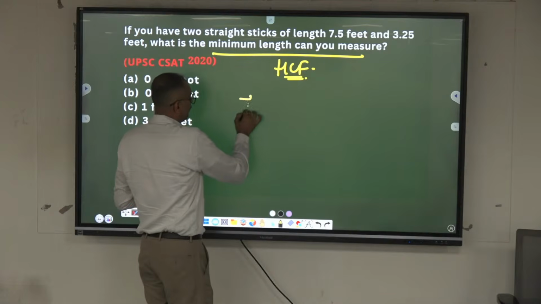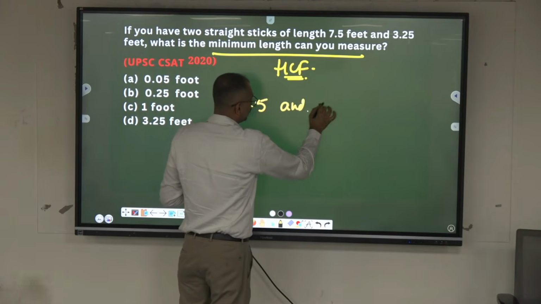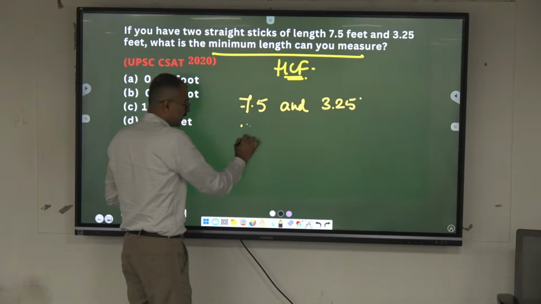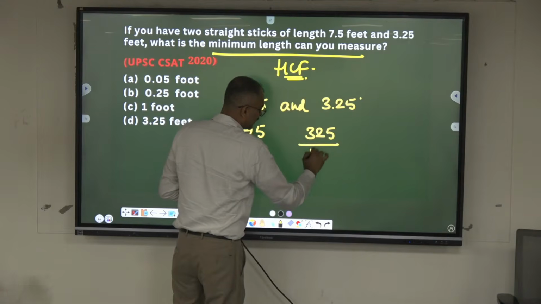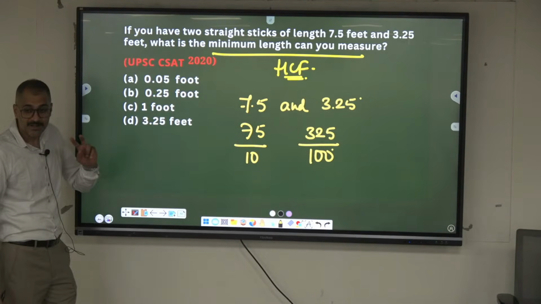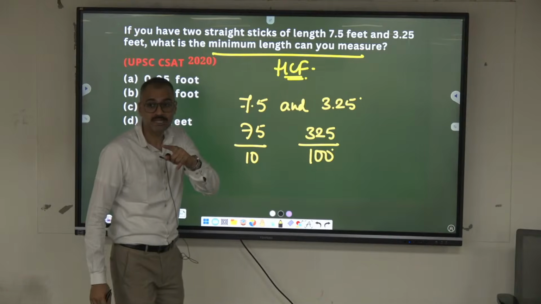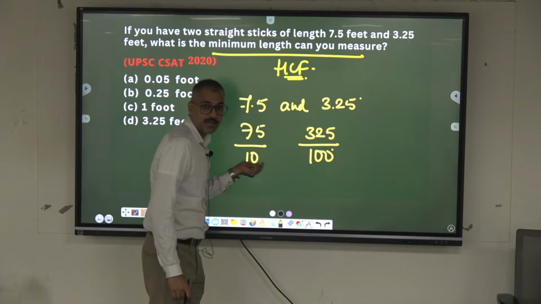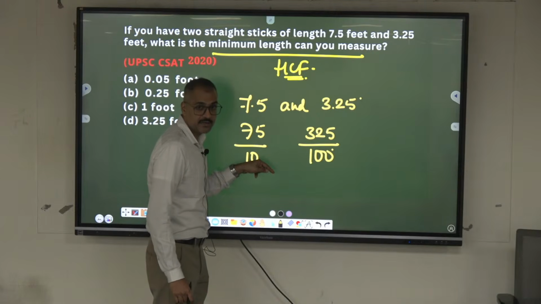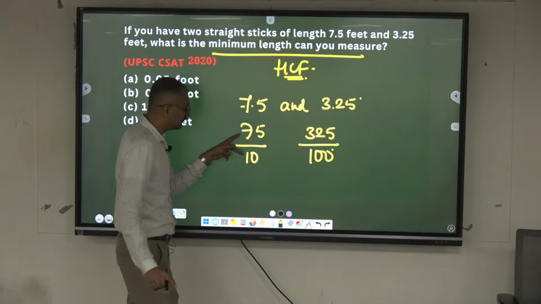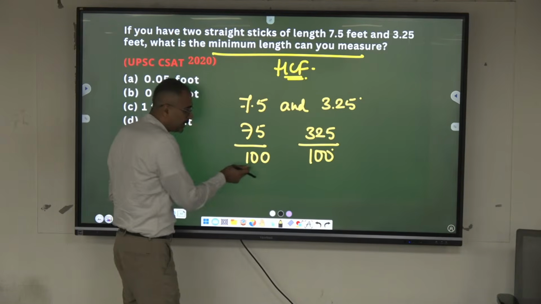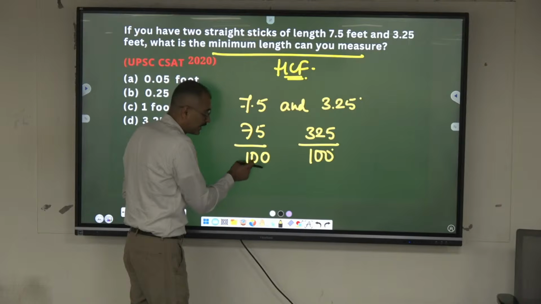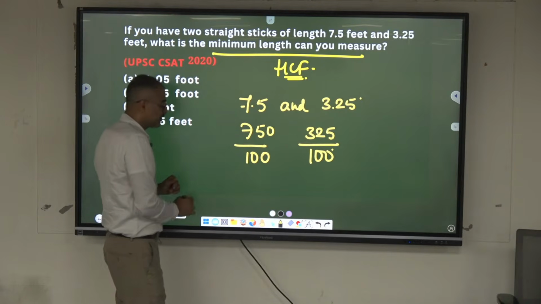Now, HCF of 7.5 and 3.25. Can I convert this into fraction like this? 75 by 10, 325 by 100. If you remember something we have done regularly, what has to be same? The denominator has to be the same if you are converting a fraction. See, decimal into fraction here. Or else you take a ratio. Okay, ratio means the HCF has to be 1. Or else make the denominator the same. If this is 100, this also should be 100. If I put a 0 here, this becomes, yeah.